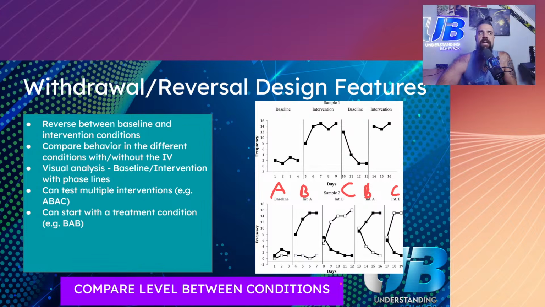All right, in our withdrawal reversal design, you can also start with an intervention condition. So you don't always need to start with baseline. You can do a BAB arrangement where you're immediately putting that intervention in. Again, the key feature here is that one of these conditions is repeated more than once. So the BAB has that intervention condition more than once.